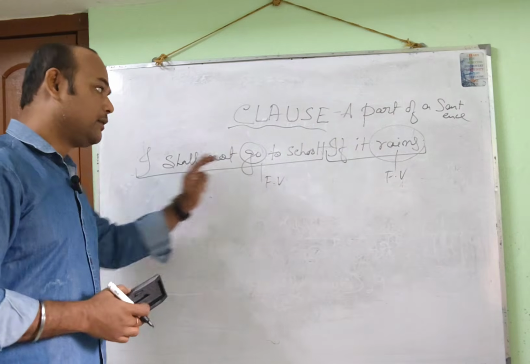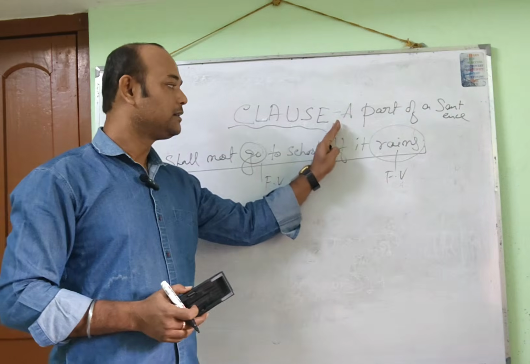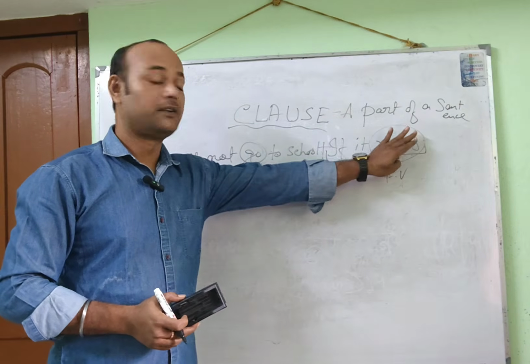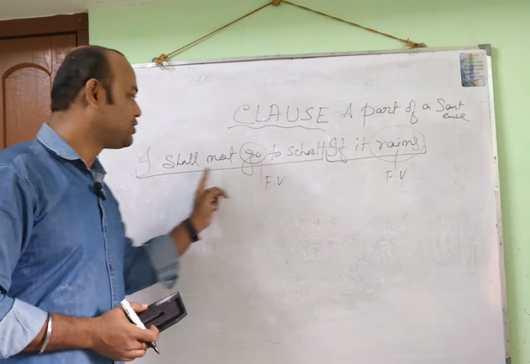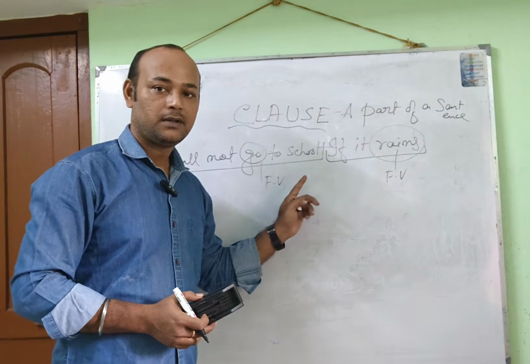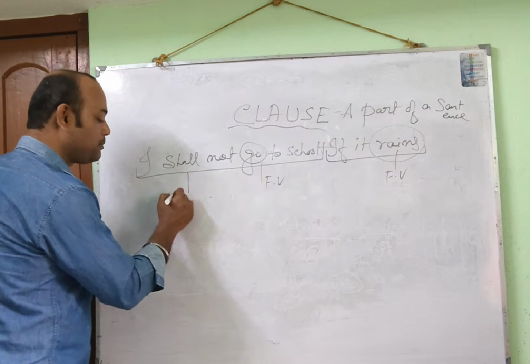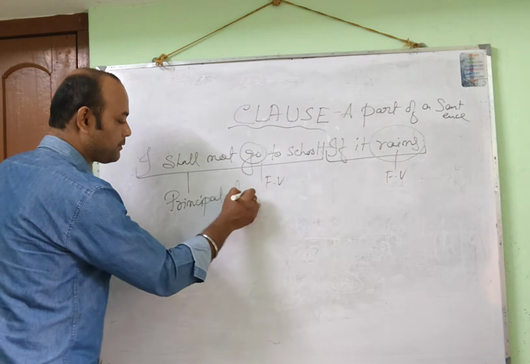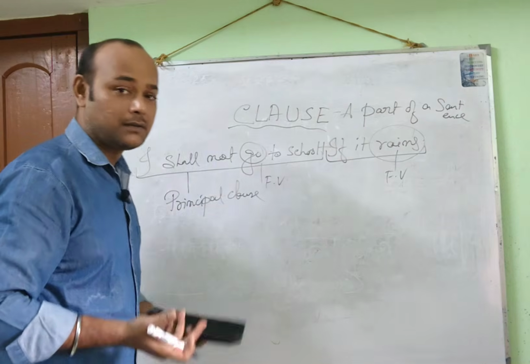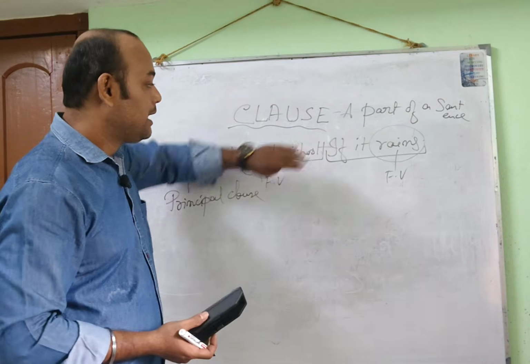Now see, we have found that there are two clauses. If we remove this part, if it rains, can you write this? I shall not go to school. You can write this. Very good. So it's called principal clause. Or we can say it's a main clause or independent clause.